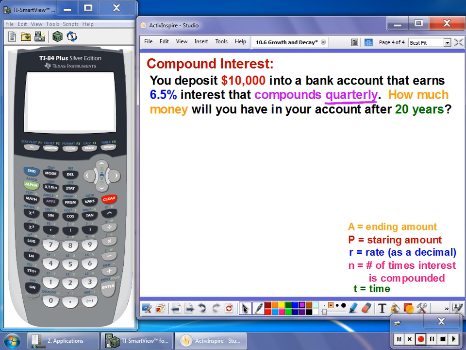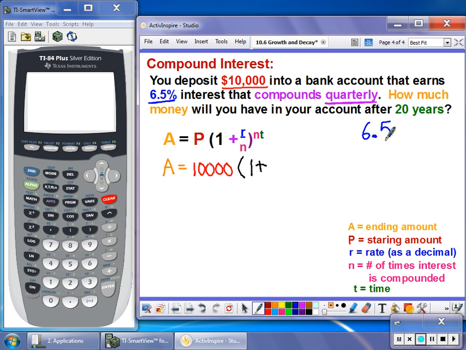Well, the compound interest part of this, compounding quarterly, tells me I want to use this other formula. So my A is my ending amount, which we don't know. The P is my starting amount, which is $10,000. Then I'm going to have this 1 plus R, which is my rate, 6.5%. And remember, we want to change this to a decimal, move that decimal point 2 places to the left, and we get 0.065.